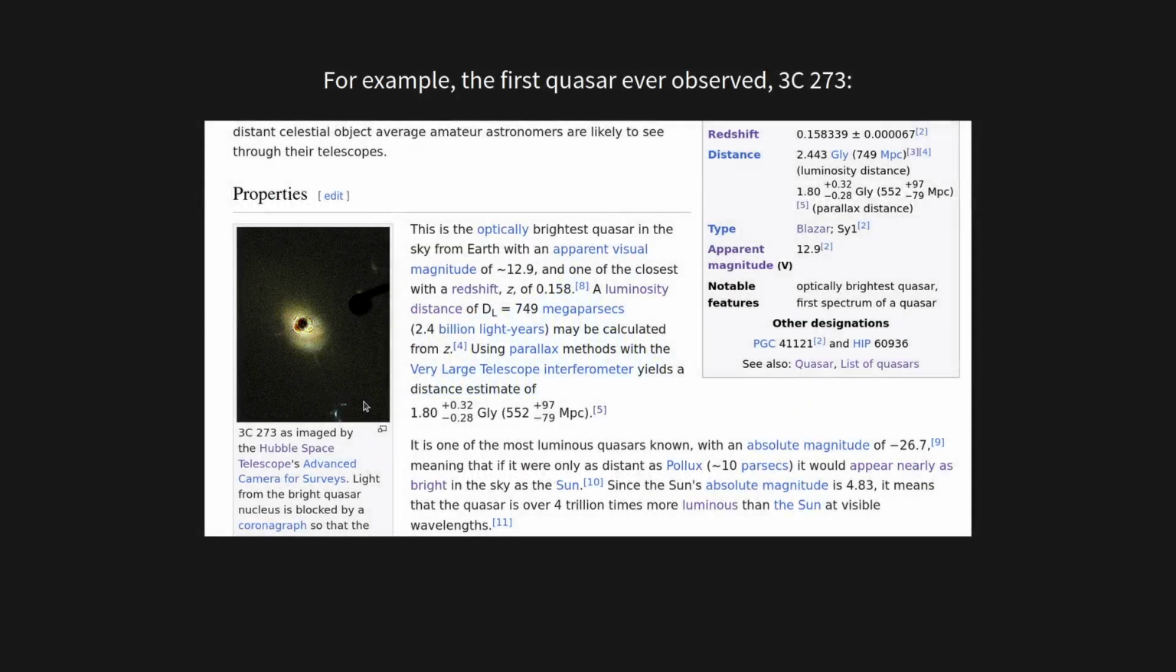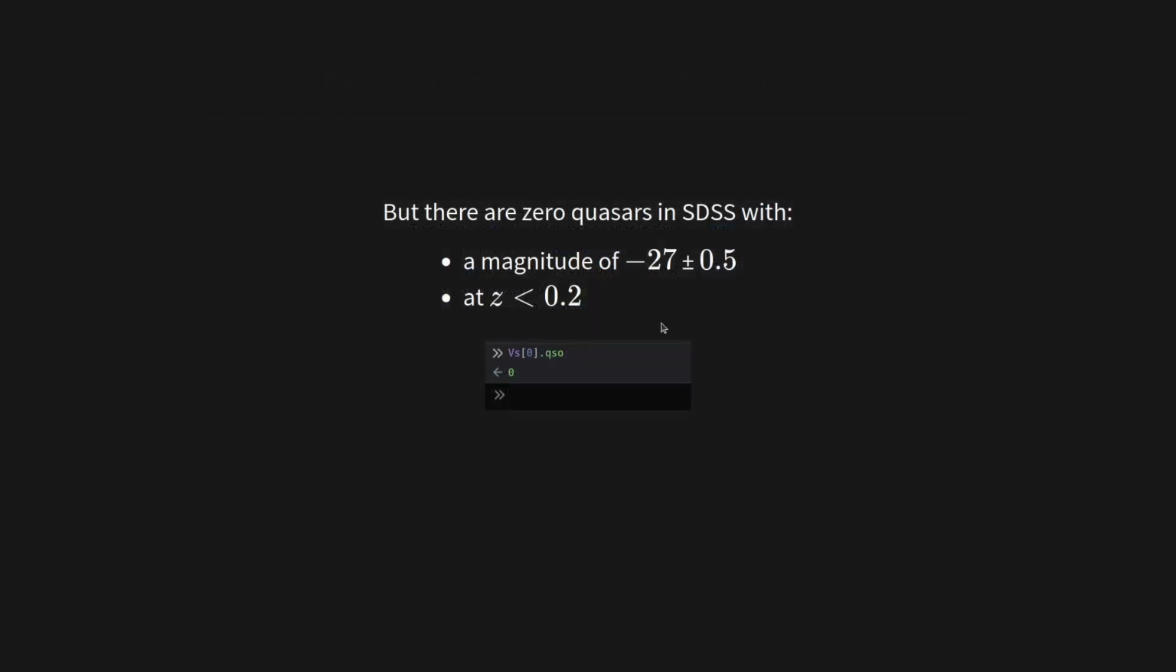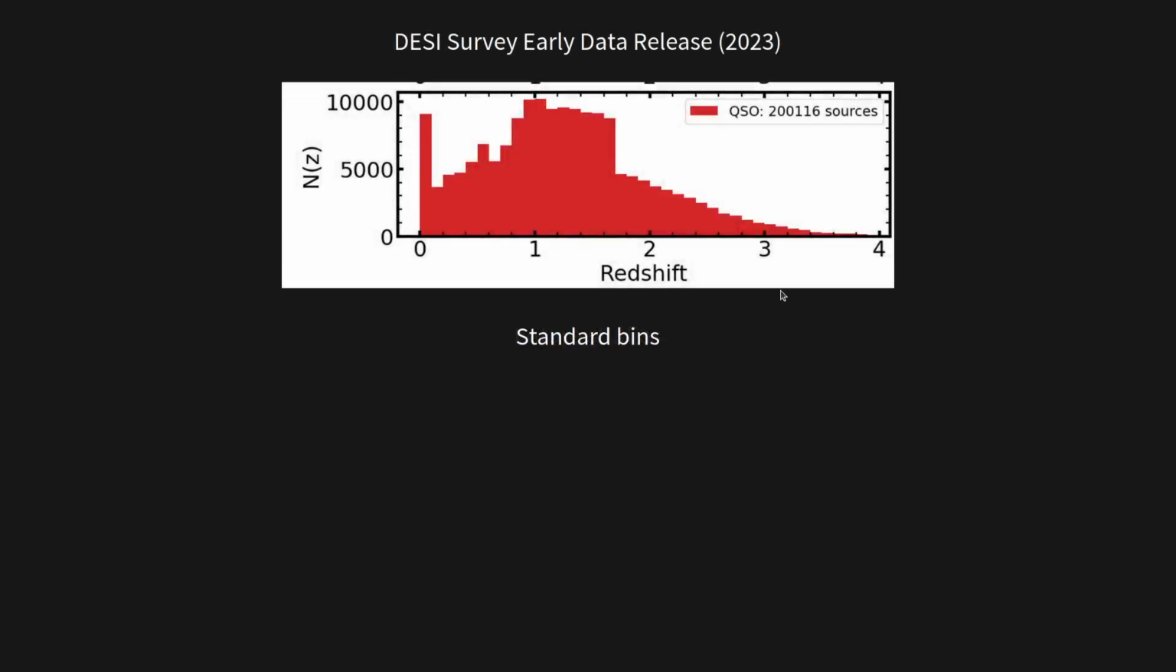This is one of the first quasars ever measured. It's at z equals 1.58 with an absolute magnitude of negative 26.7. But in the SDSS data, there is nothing around that magnitude at a redshift lower than 0.2. So the SDSS data only tells part of the story. Future studies like DESI will be able to tell us more.